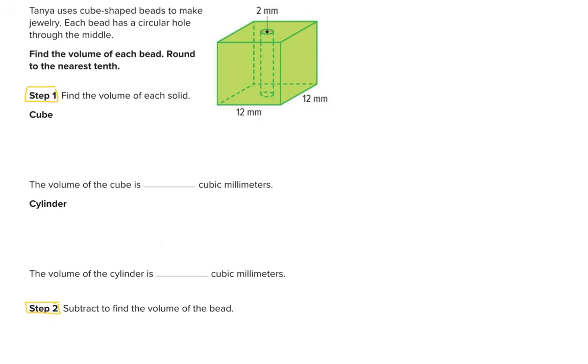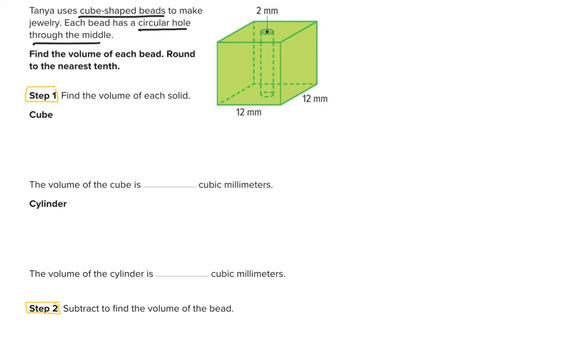Let's take a look at one more example. So example 2 has us find the volume of this cube-shaped object. It tells us Tanya uses cube-shaped beads to make jewelry. But now each bead has a circular hole drilled through the middle of it so that she can get it onto a string. So we're looking to find the volume of each bead.